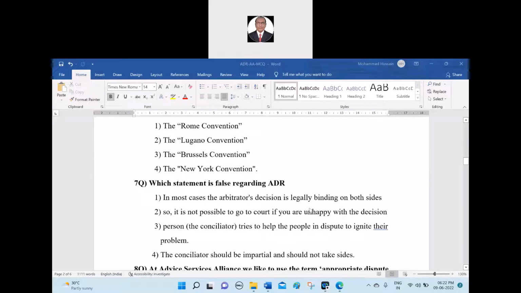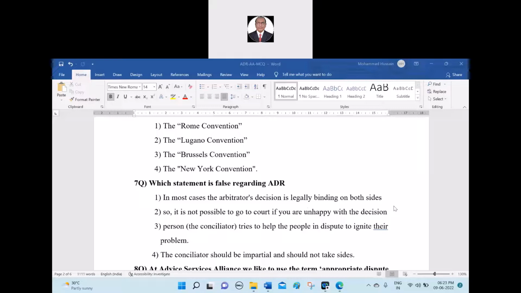Seventh question. Which statement is false regarding ADR? I repeat, which statement is false regarding ADR? Number 1, in most cases, the arbitrator's decision is legally binding on both the sides. 2, so it is not possible to go to court if you are unhappy with the decision. 3, the conciliator tries to help the people in dispute to ignite their problem. 4, the conciliator should be impartial and should not take sides.